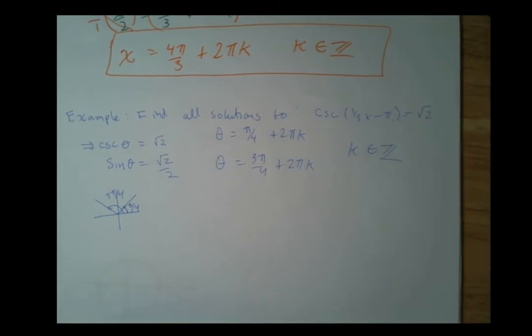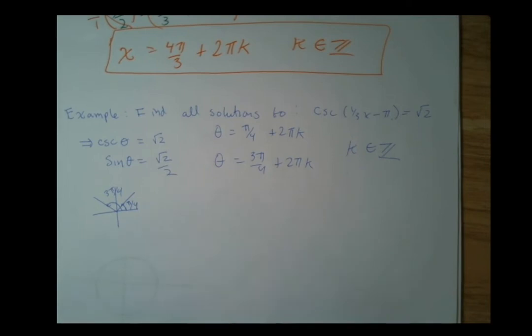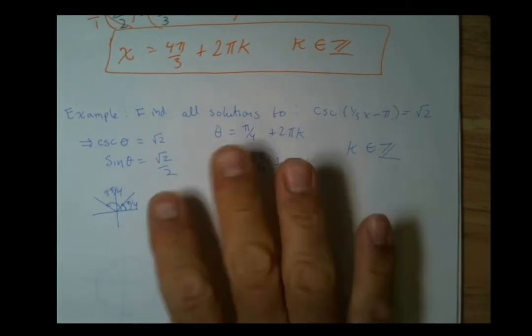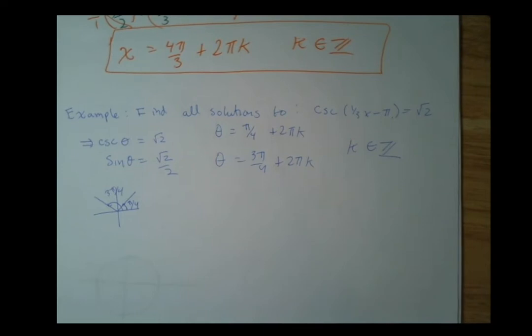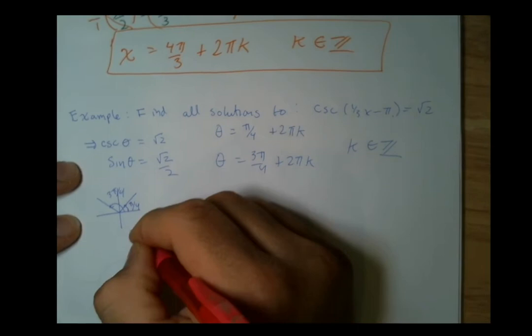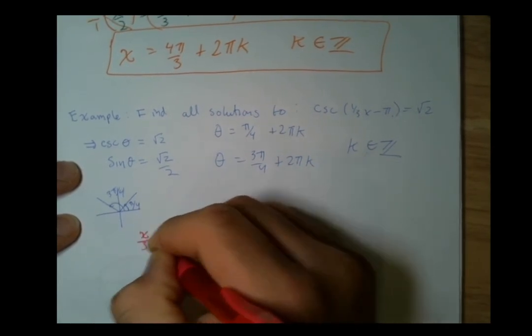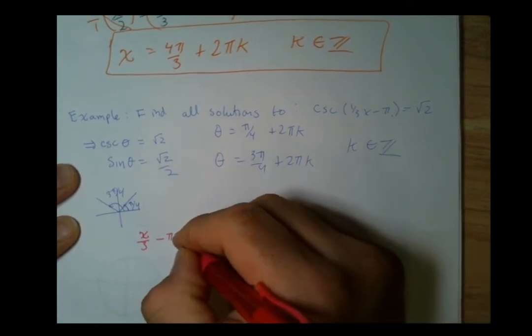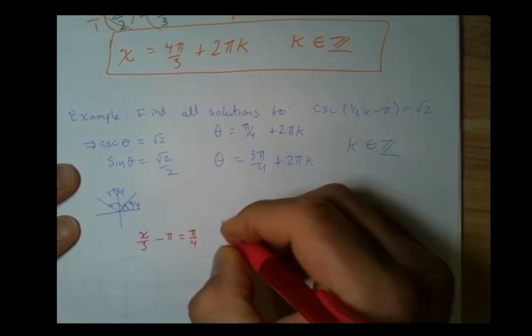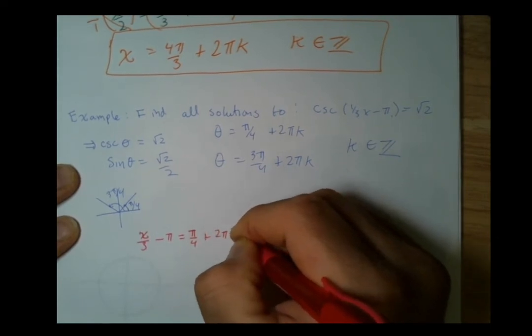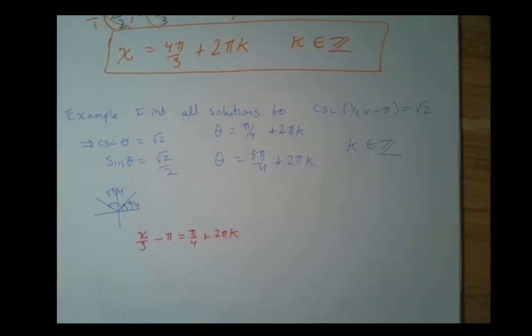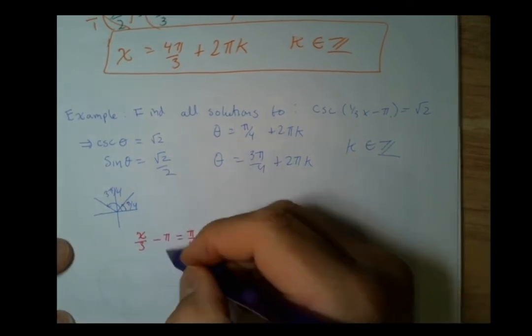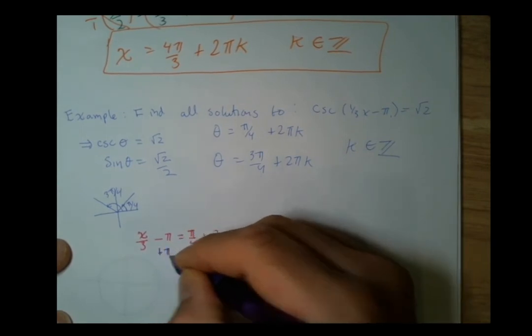Okay. All right, so now I found my initial equations, but they're not in terms of x, they're just theta. So let's substitute here our composition that we have out here. So we're going to have 1/3 x, which can also be written as x over 3, minus pi. All right, so I'll replace theta with that, equal to pi over 4 plus 2 pi k. Okay, so now we'll use techniques to solve equations here. I want to isolate the x. I do that first by adding pi to both sides.